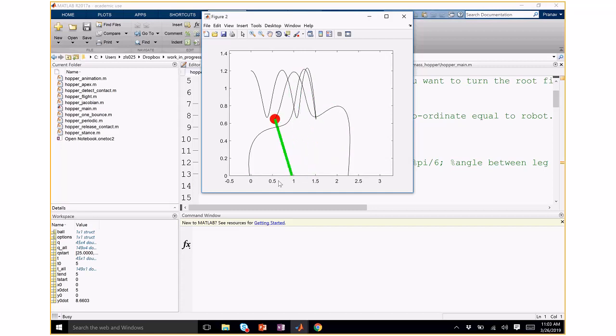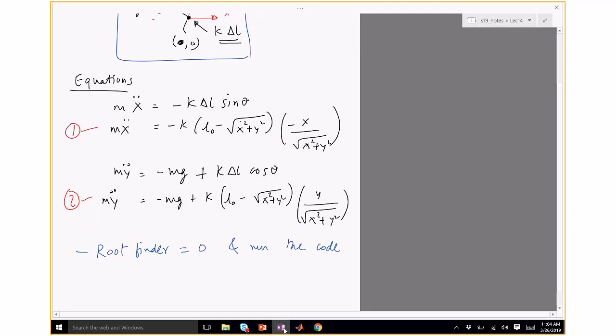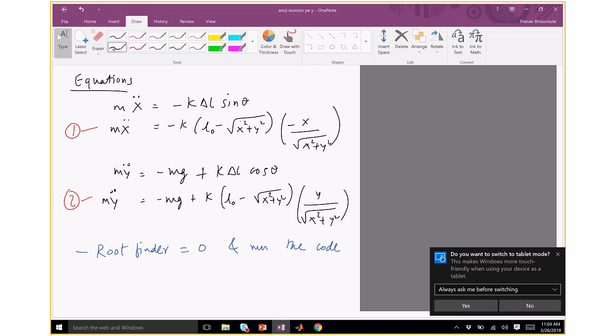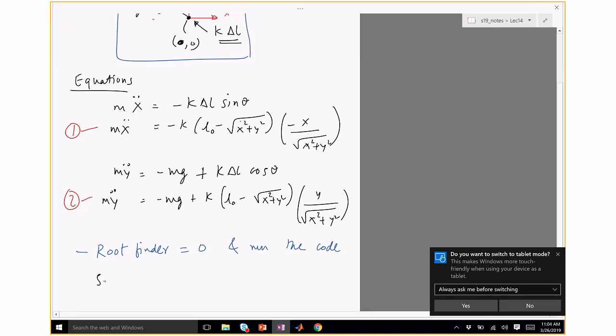So it crashed, and the result is not meaningful, right? It turns out that the reason why it crashed is because this is a system which is unstable. A ball bouncing is not unstable. No matter how you launch the ball, it'll always bounce in a fashion which is predictable. For a hopper, if you don't land your leg in the right direction, or you're too fast, then you're going to have this problem, which is you're going to fall. So let me continue that here. Simulation fails, as we saw.